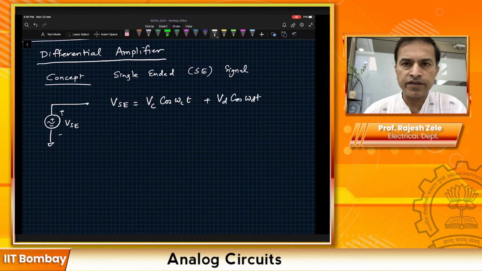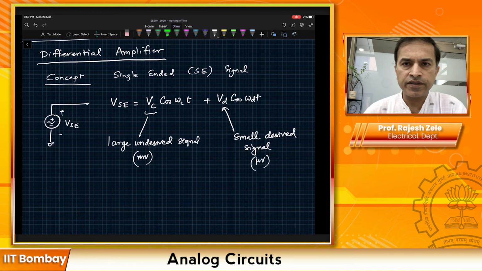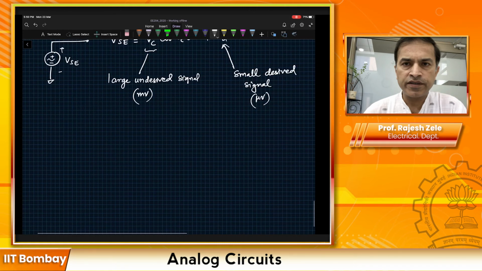Again, this is just to make you understand what this means. So VC could be the large undesired signal, and this could be in the millivolts range, let's say. And VD is the differential, or rather the desired small signal, and let's say it's in the microvolts range. So what we want to do is get rid of VC, but amplify VD as a differential signal.